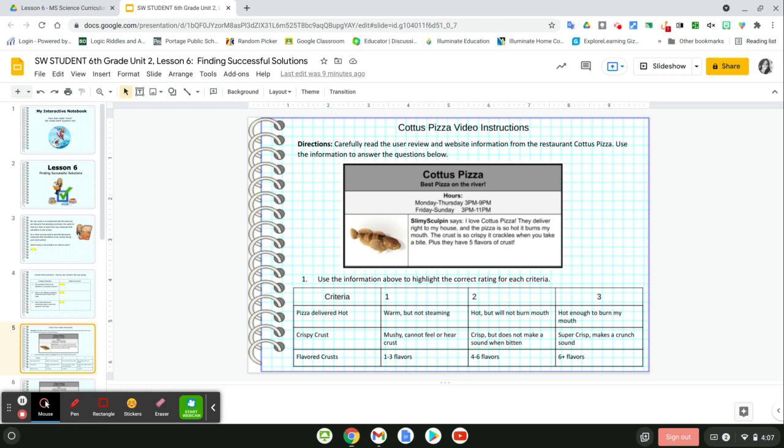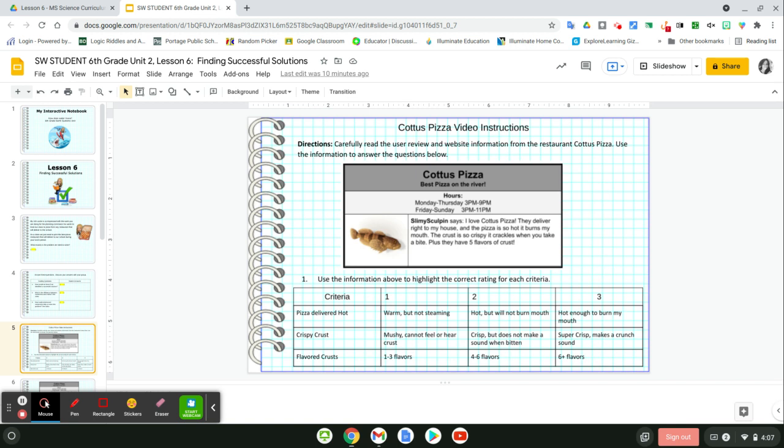Okay, those are criteria. So we look at the pizza place. Okay, here's a pizza place. Hours are Monday through Thursday, 3 p.m. to 9 p.m., and Friday through Sunday, 3 p.m. to 11 p.m. So you get all the information you can about this pizza place. And here's what a review said about it. I love Coda's Pizza. They deliver right to my house, and the pizza is so hot it burns my mouth. The crust is so crispy, it crackles when you take a bite. Plus, they have 5 flavors of crust.